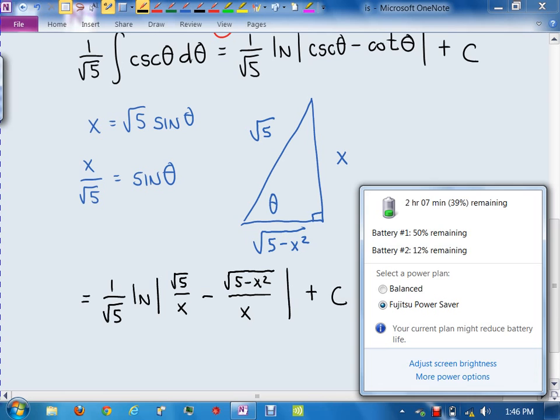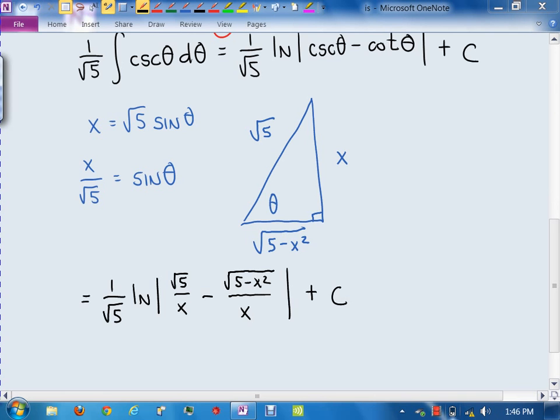Man, I'm concerned about my battery life here. We'll see how this goes.